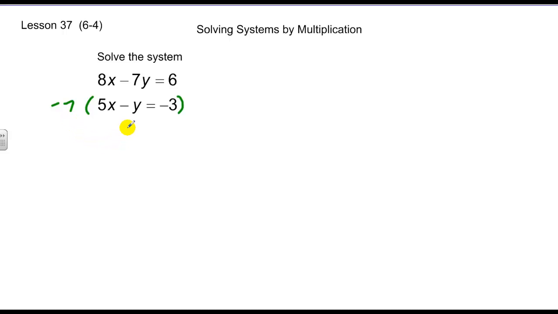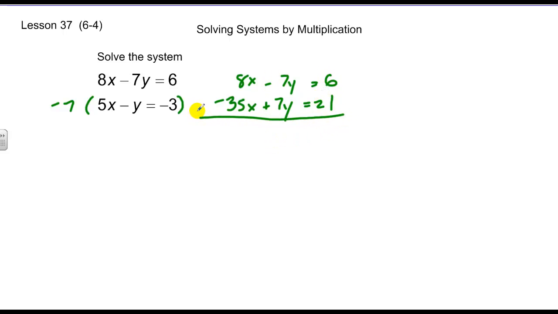And in so doing, I would get negative 35x, positive 7y, and positive 21. And if I look at the top again, I have 8x minus 7y is equal to 6. And you'll notice now I have opposites, so I can add these up. If I take negative 35 plus 8, I get negative 27x, and that's equal to 27.